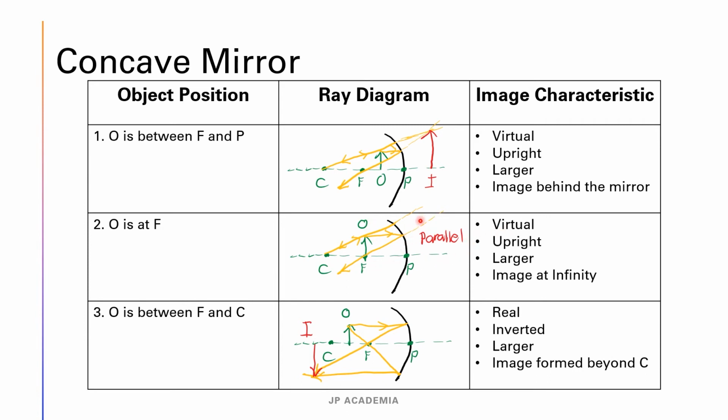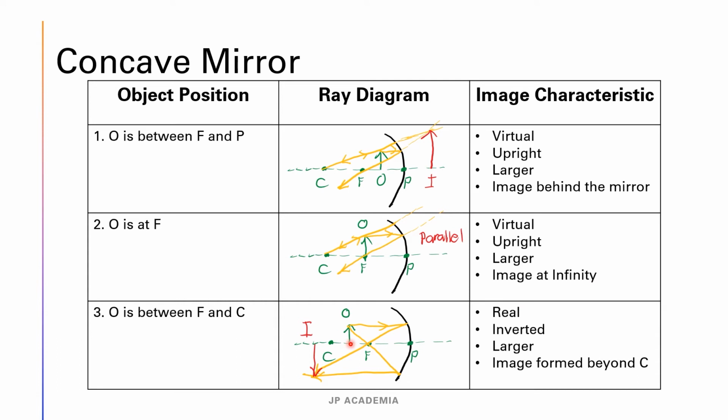So the image will be formed at infinity. That's why we have this parallel line as we trace back our reflected light rays. So this line did not intersect. And the image characteristics: this is virtual, upright, and larger, but the image is formed at infinity.